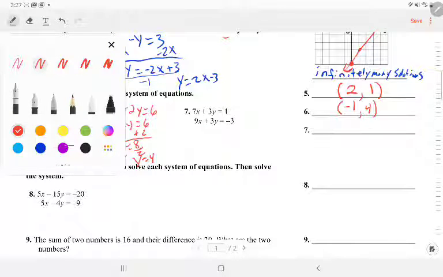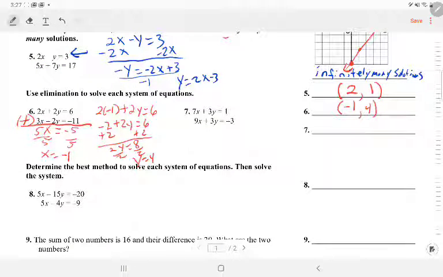Let's change color. All right. So then we have this one. You notice that the 3y's on both equations are both positive, so I could use subtraction and eliminate the y's. So 7x minus 9x would be negative 2x. The 3y's eliminate. And that would give me 1 minus a negative 3, or a positive 4.